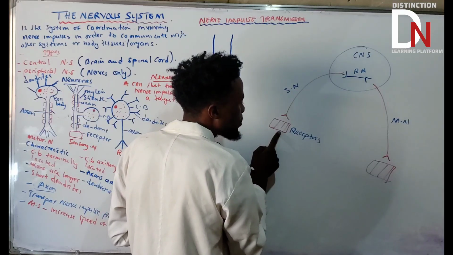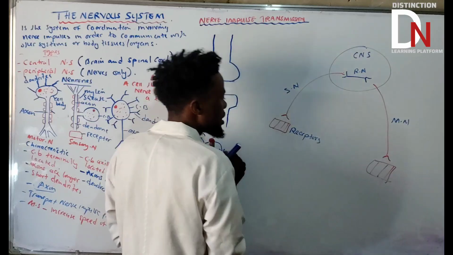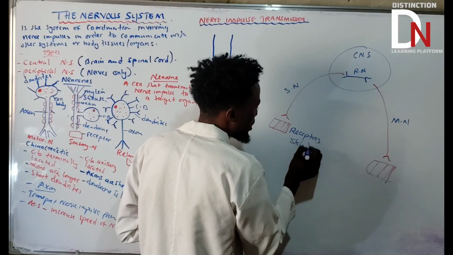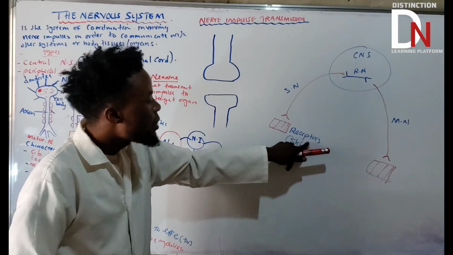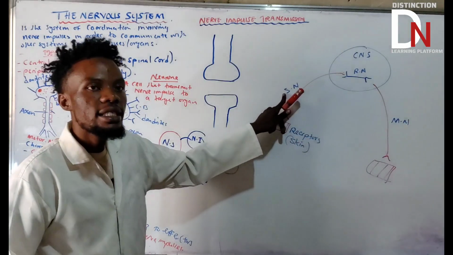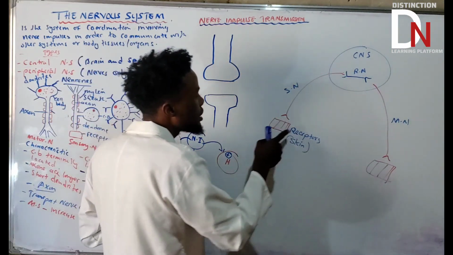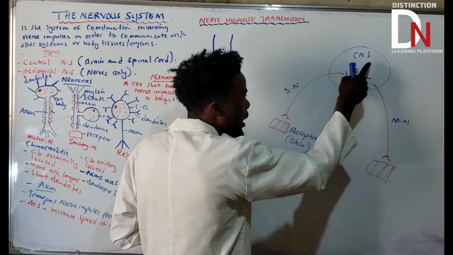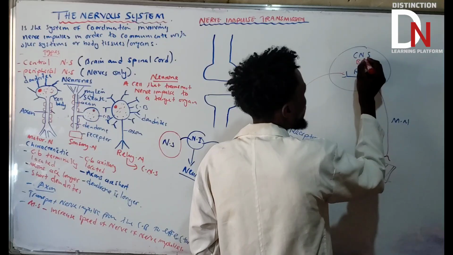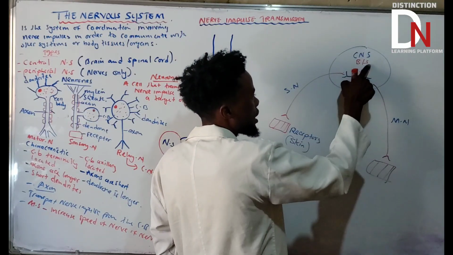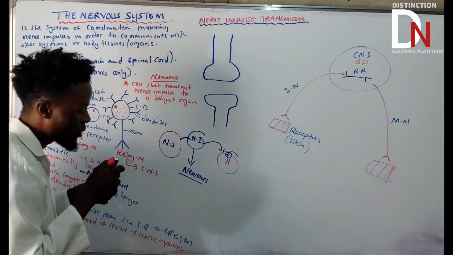So what is a good example of a sense organ that has receptors? Let's pick the skin. The skin is a good sense organ, and it has receptors. These receptors are connected with the sensory neuron. This sensory neuron takes all the information from the receptors, or from the skin, to the central nervous system. The central nervous system has the brain and the spinal cord.